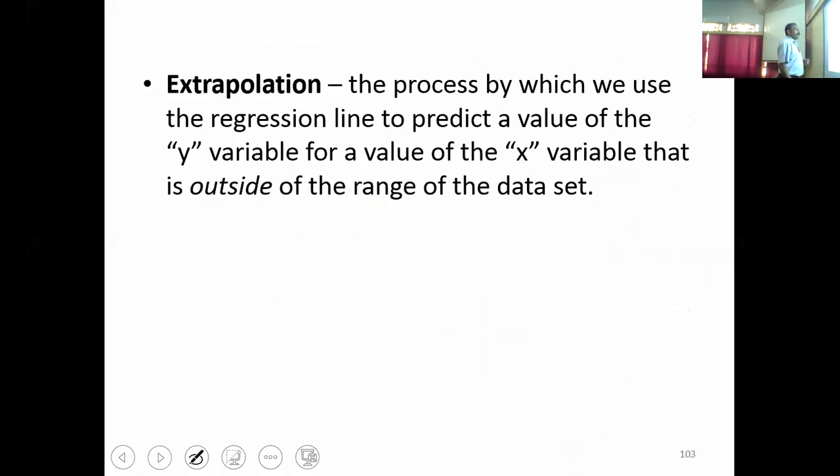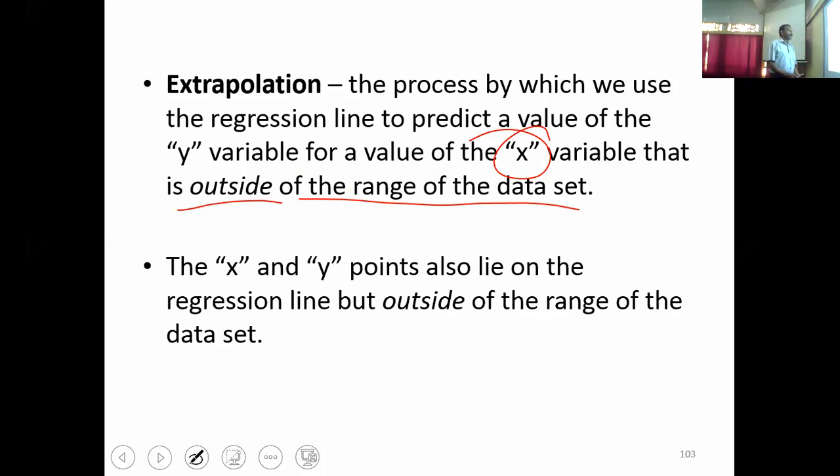So this is what we call extrapolation. Beyond the x value, we try to predict the y value. Outside the range of the data, we try to predict the value. So this is a danger in terms of prediction. That is called extrapolation.